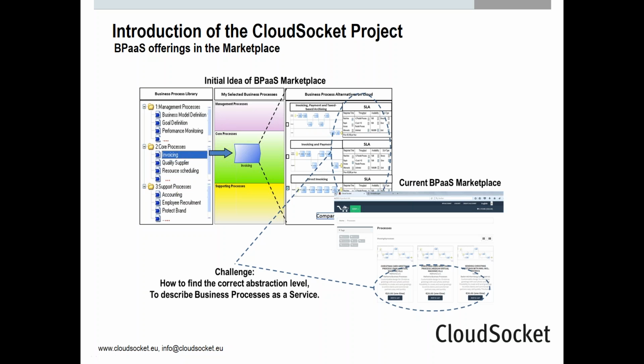The current BPaaS Marketplace is depicted in the right lower figure, as you can see, showing 3 BPaaS offerings. Technical properties are presented as text to enable the comparison between the BPaaS offerings. The major challenge is to find the correct abstraction level to describe business processes as a service. On the one hand, they provide useful information to the business user to select the BPaaS, and on the other hand, the information is reasonably detailed for technical staff to operate the corresponding workflow.